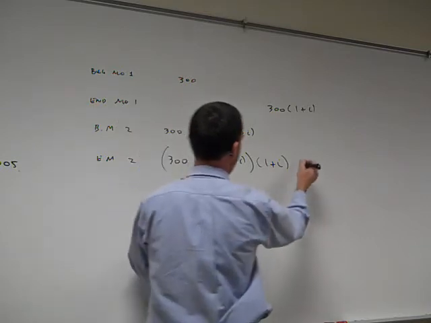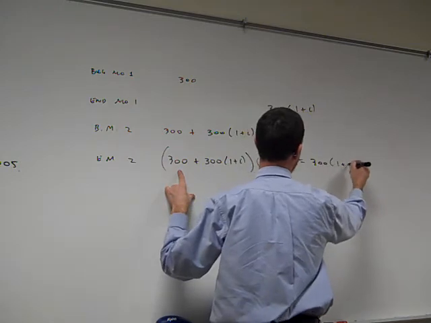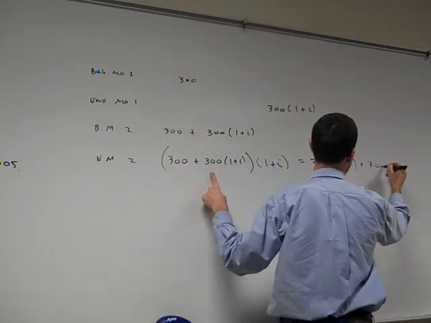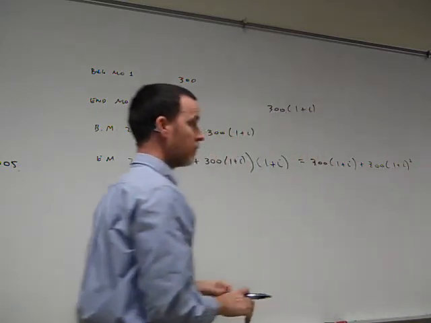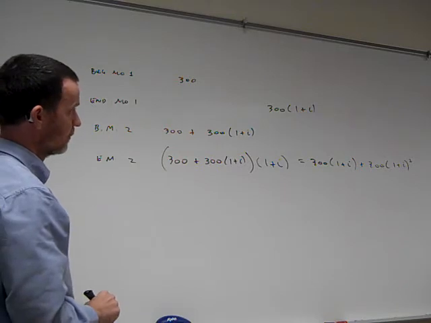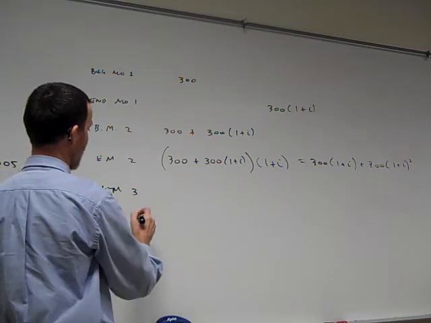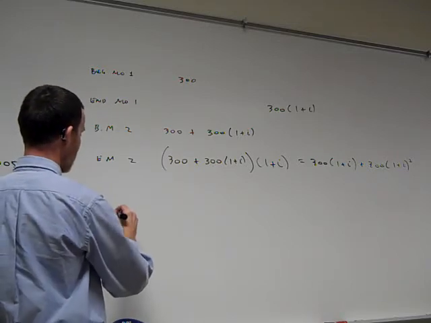Okay, now let's multiply that out and see what we have. We have 300 times 1 plus I, plus 300 times 1 plus I squared. Let's do one more, but then we'll definitely see the pattern. Let's just skip to end of month 3.